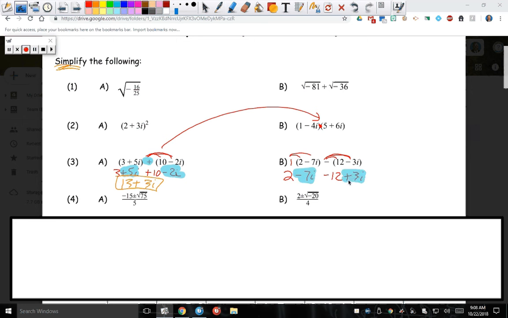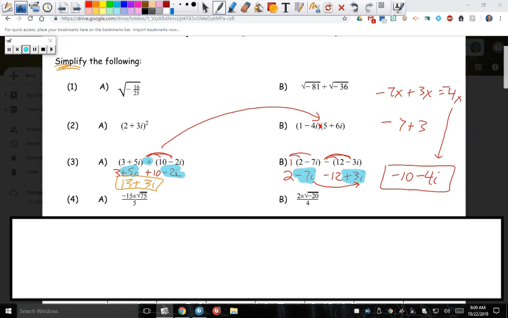So combining like terms, we have a negative 7 plus 3, so we would get a negative 4i. And then 2 minus 12 would give us this negative 10. Just be careful, guys, that when you are adding, you are not accidentally trying to multiply, making this an i squared. That is a common mistake. We're combining like terms, just like negative 7x plus 3x would give us negative 4x. Only again, our variable is this complex imaginary i.